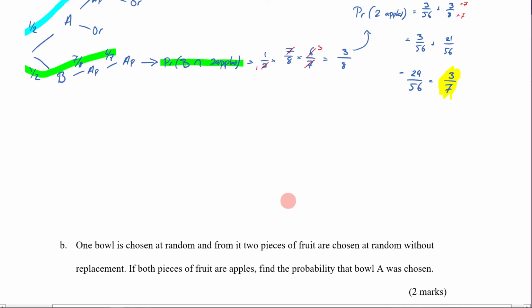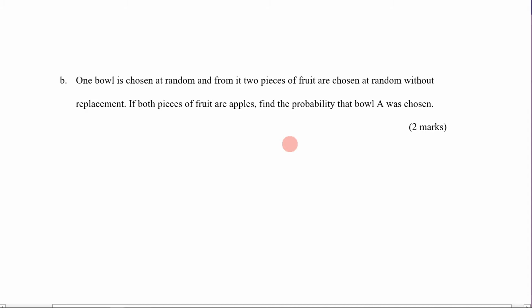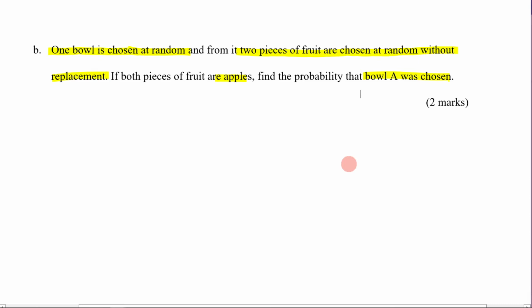We continue on. For part B, it says, 1 bowl is chosen at random, and from it 2 pieces of fruit are chosen at random without replacement. If both pieces of fruit are apples, find the probability that bowl A was chosen. Now, it's really important that when you read these questions, you pick up on whether or not there's conditional probability happening here. And just notice the phrasing here. Both pieces of fruit are apples.